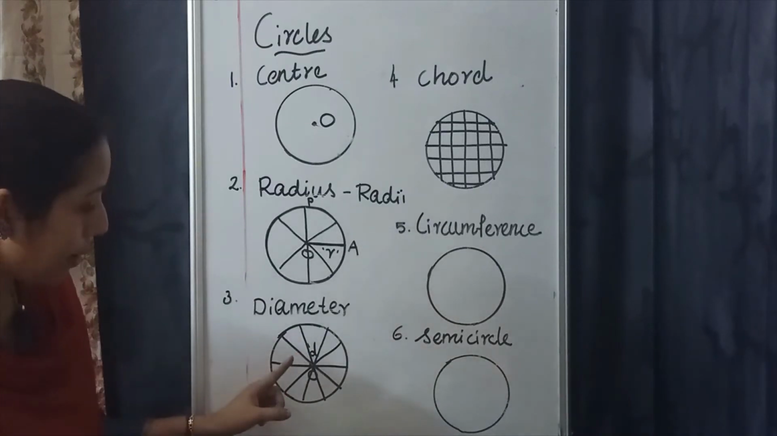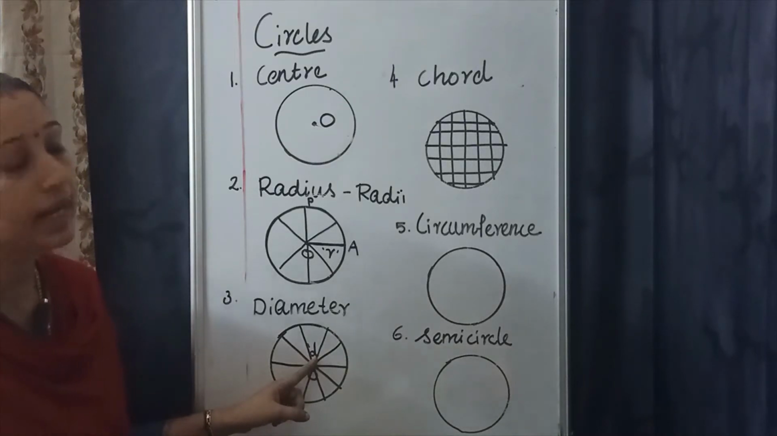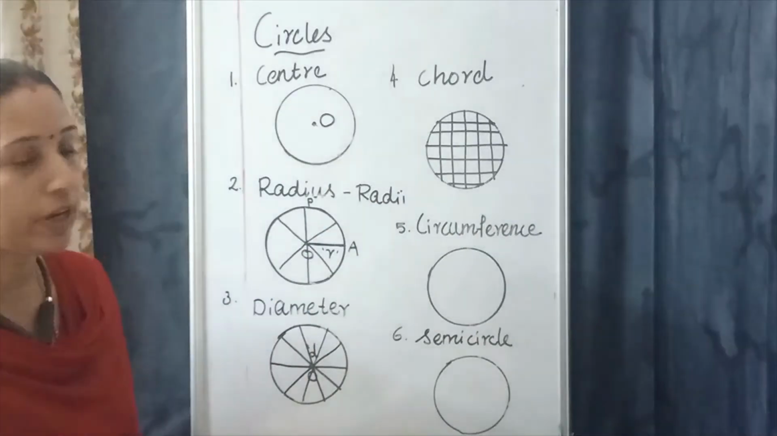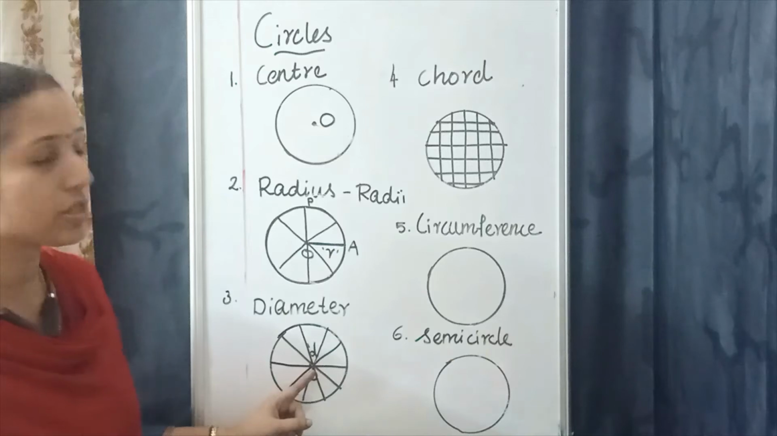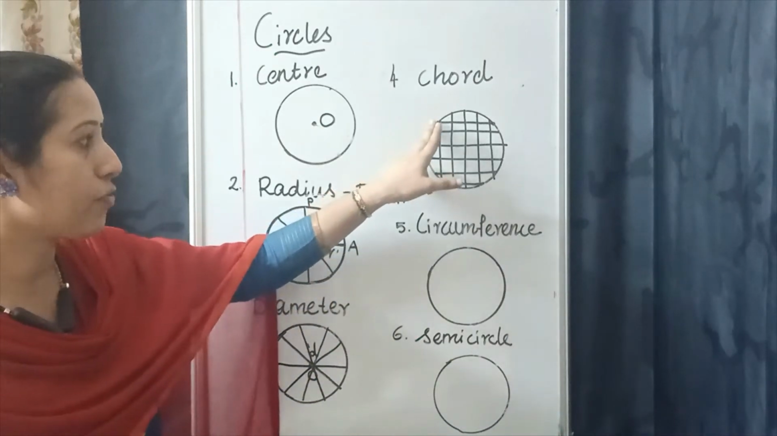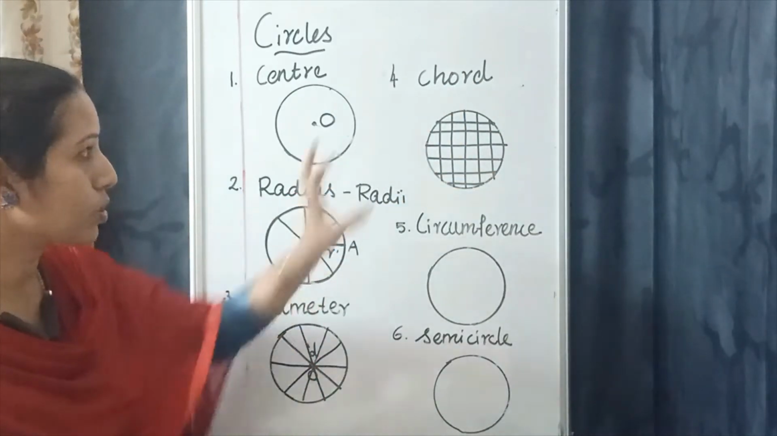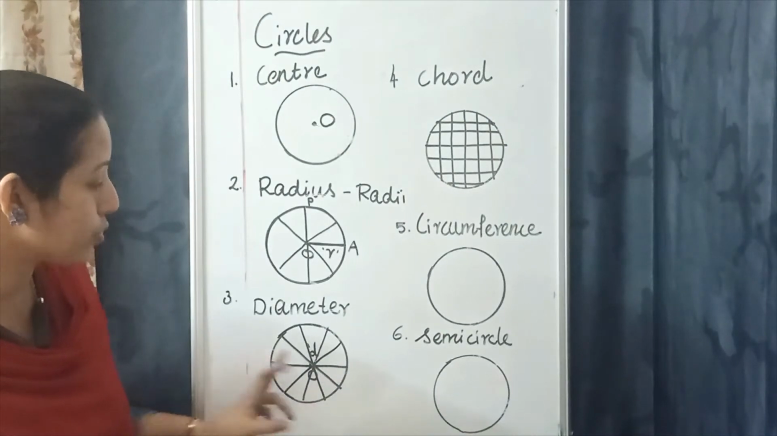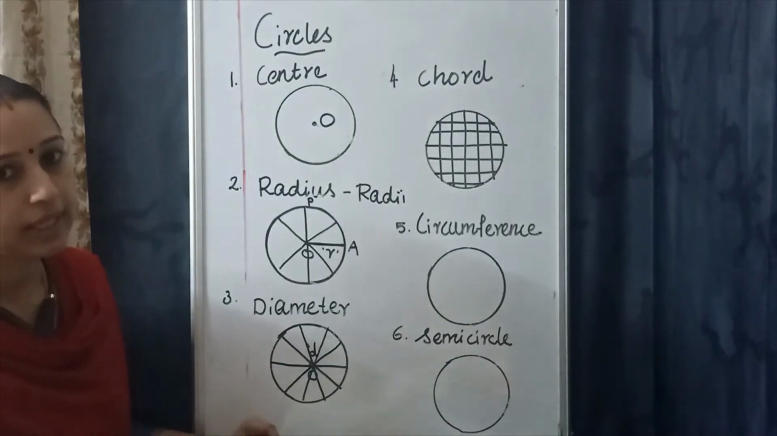To represent the diameter, we use the small letter d. Clear? The difference is that a diameter is also a chord, the longest chord, but a diameter passes through the center. In a chord, we draw the line from one point to another. Clear?